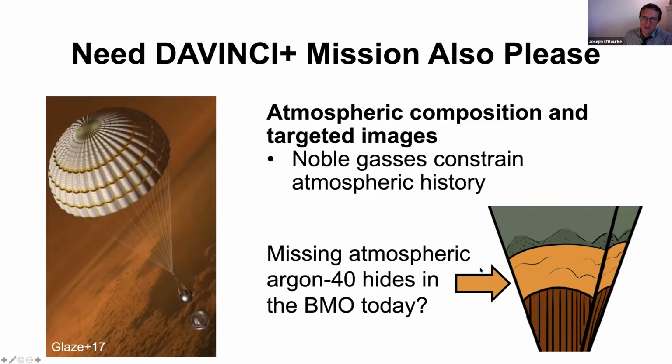And there's also implications for the basal magma ocean story. There's a longstanding observation that there's about half as much argon-40 in the atmosphere of Venus as you would expect based on observations of Earth, and it's possible that this argon-40 is hiding in the basal magma ocean right now.